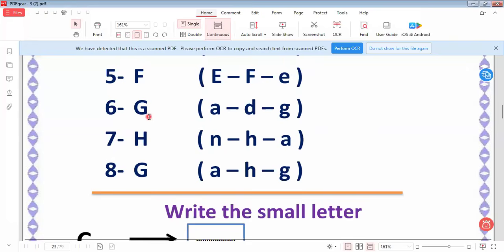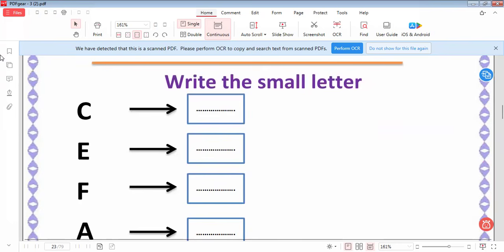Here we have capital G, where is the small one? This one. Capital H, where is the small one? This one. Capital G, where is small g? This one. So here we have the capital letter, and I write the small letter. Here is small c. Here is small e. Here is small f. Here is small a.